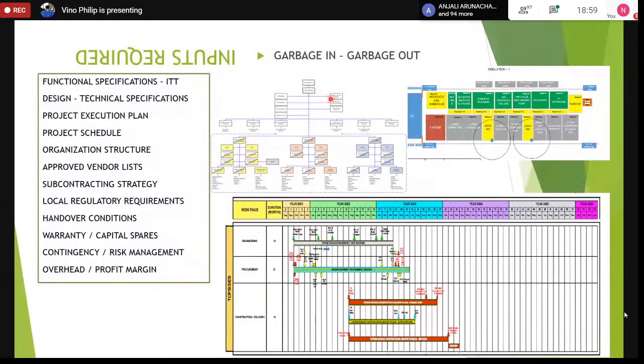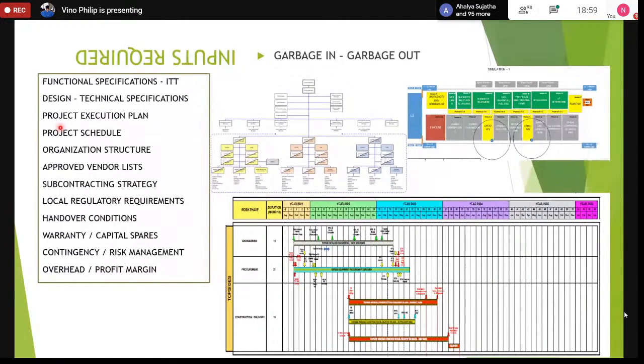So you have to have these components of a concept properly defined. So you have to have the functional specification from the invitation to tender from the client. The functional specifications will define the design and the technical specifications that we issue to our vendors for the request for quotations, for the commercial quotation invitations to our vendor.